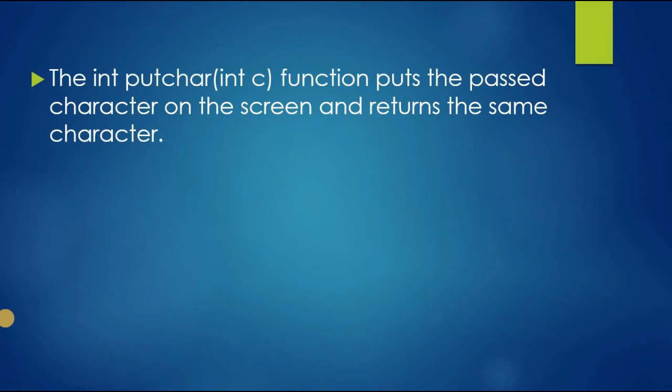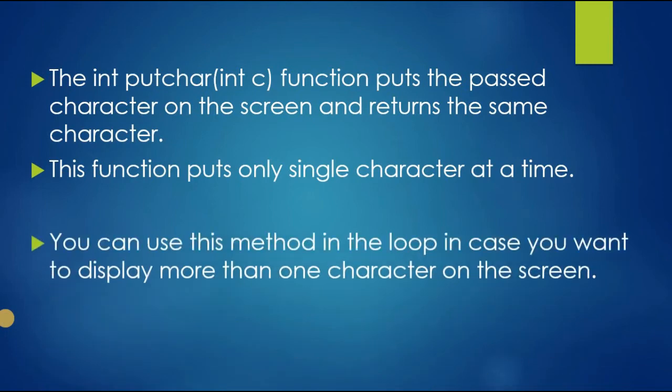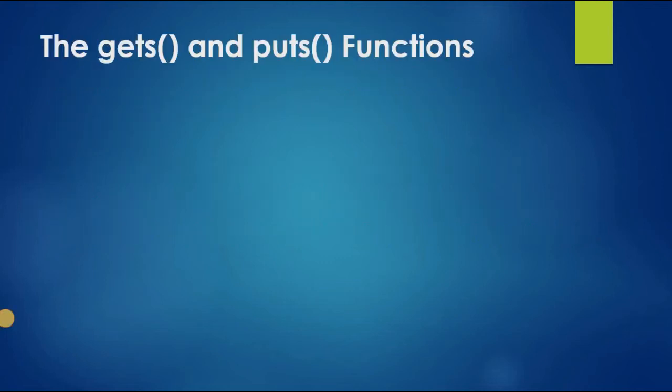Next one is putchar. The int putchar function puts the passed character on the screen and returns the same character. This function puts only a single character at a time. So getchar and putchar are also known as input and output functions. You can use this method in a loop in case you want to display more than one character on the screen.